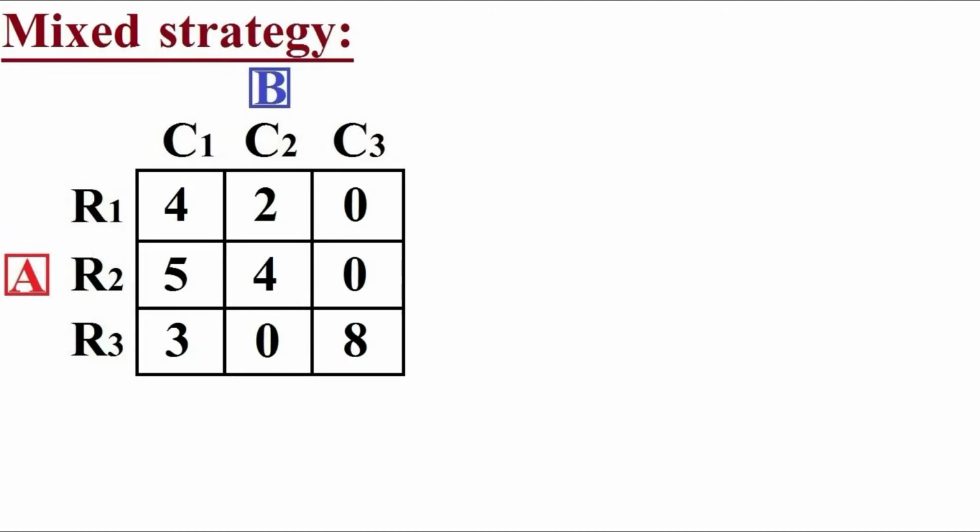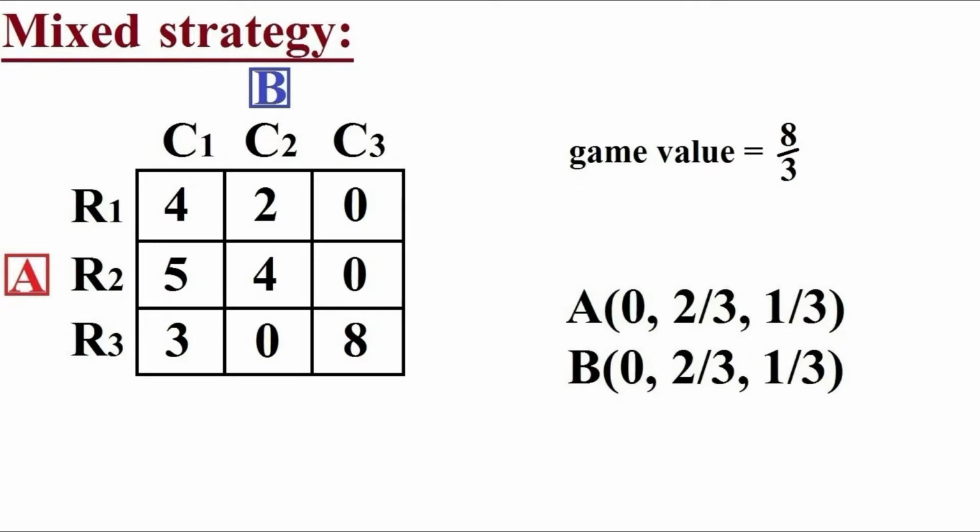But in case of mixed strategy, like in this game matrix, our game value is 8 by 3. This is the same first problem we have solved in this chapter. And these are the optimal strategies. So you can see here, first player, player A, has two different strategic values, 2 by 3 and 1 by 3. So this indicates that player A is playing more than a single strategy. He is playing in the second row as well as the third row. And player B is also playing in the second column and in the third column.